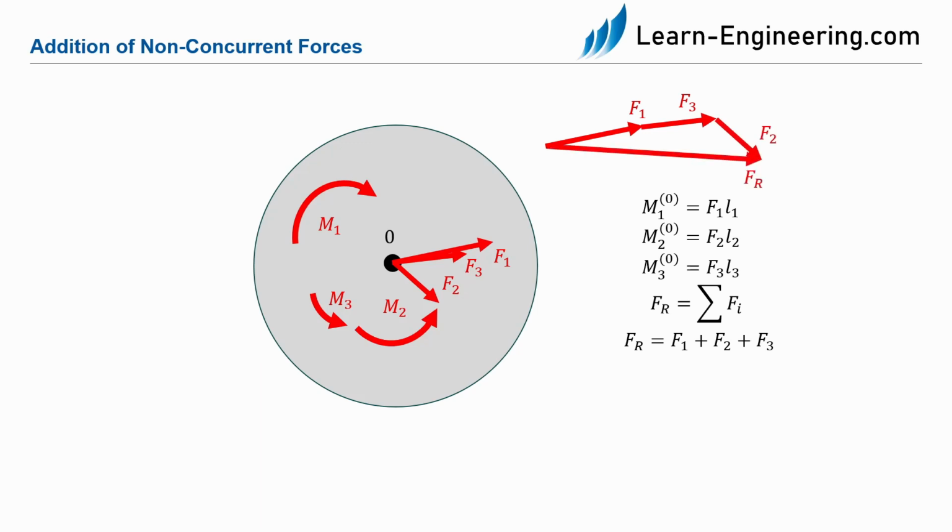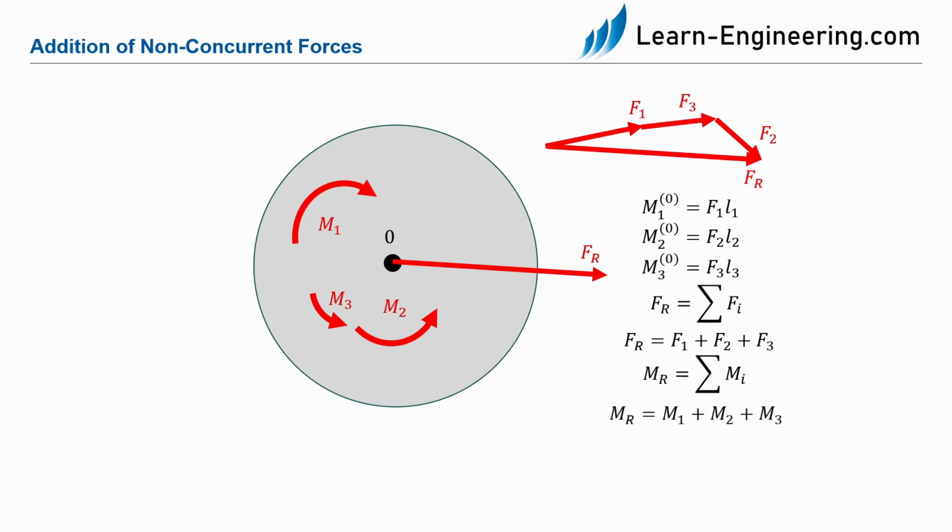Now we have to add the moments. For the resulting moment, we need the sum of all moments. So Mr equals M1 plus M2 plus M3. Since M1 is clockwise, its value is negative. M2 and M3 run counterclockwise, so they are positive. So we can now write Mr equals minus F1 times L1 plus F2 times L2 plus F3 times L3. So we added the three non-concurrent forces and replaced them with the resulting force and moment at the point 0.